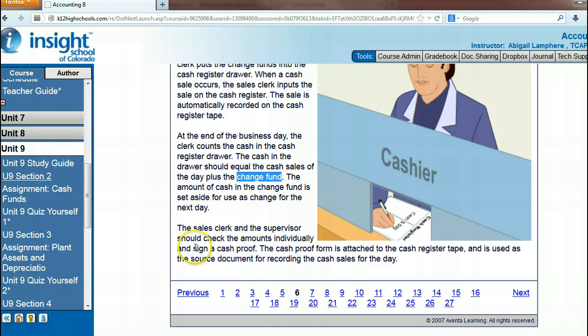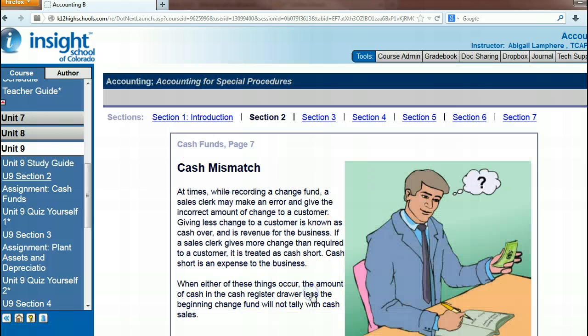The sales clerk and the supervisor should check the amounts individually and sign a cash proof. So the sales clerk, at the end of the day, checks their drawer, and then the supervisor verifies that they have the correct amount. The cash proof form is attached to the cash register tape and is used as the source document for recording the cash sales for the day.